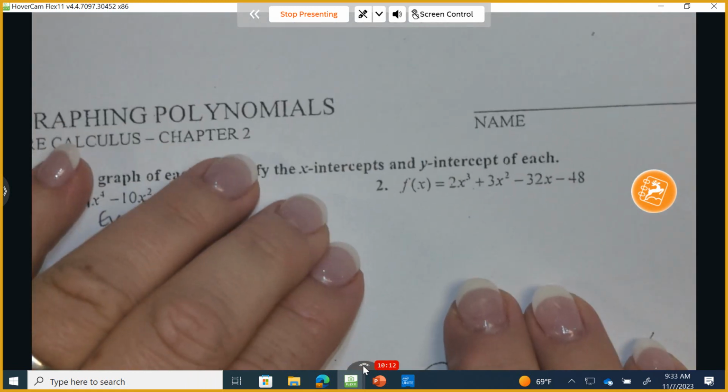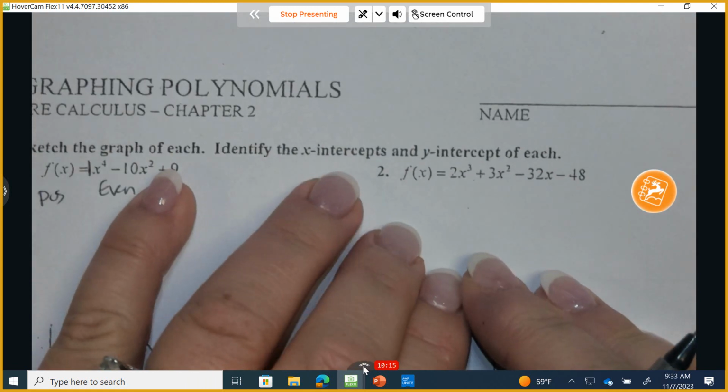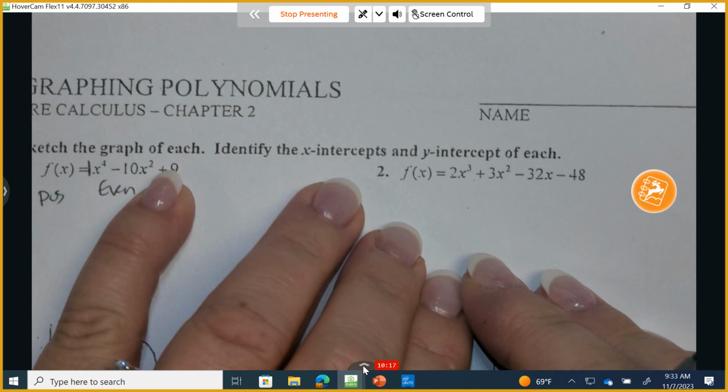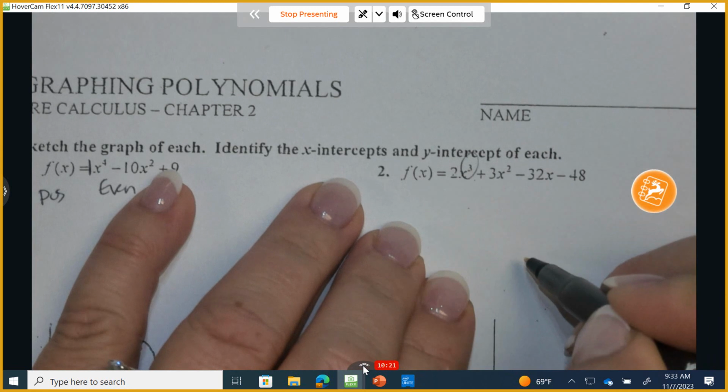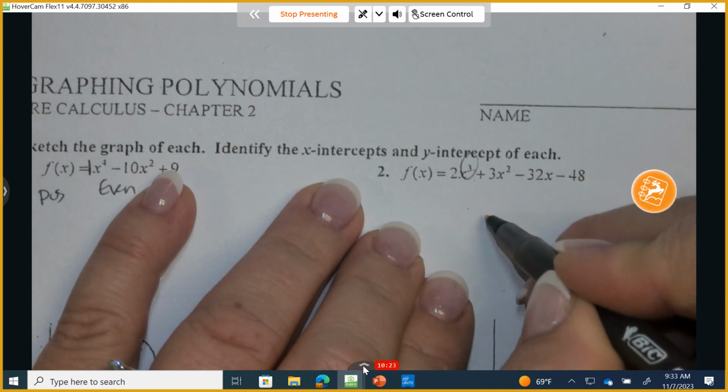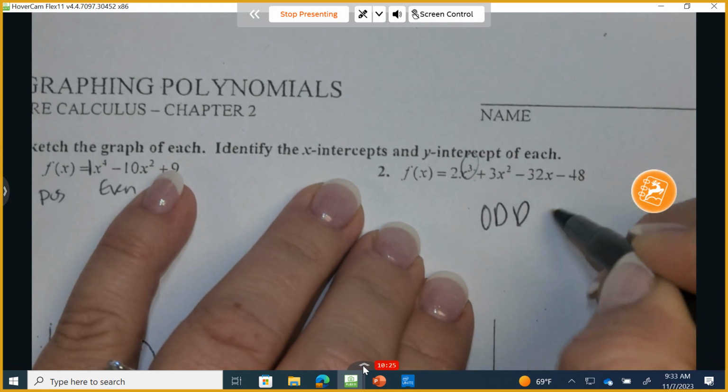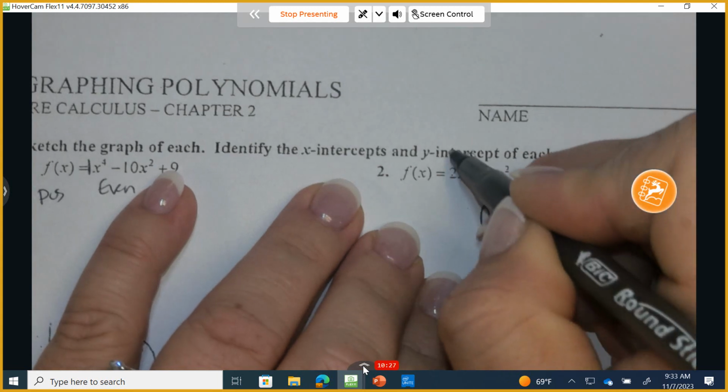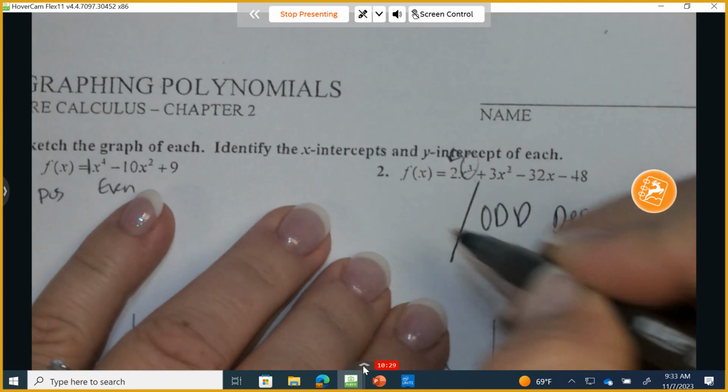Okay, let's look at example number 2. What is the degree? Please call it out. What is the degree? That means the highest value on an exponent. 3. So is 3 even or odd? So it's an odd degree. Okay, good. And the number in front, is it positive or negative?